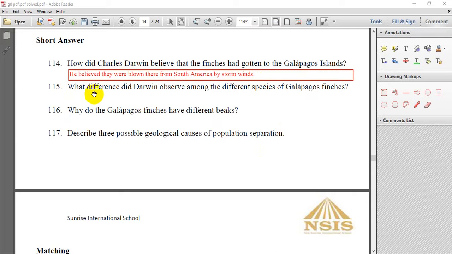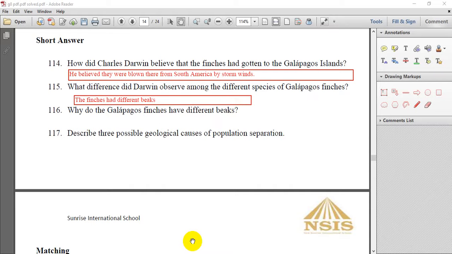Question 115. What difference did Darwin observe among the different species of Galapagos Island finches? What did he observe in the Galapagos finches? Do you remember? He observed that the finches had different beaks, because they have different kinds of food. Some of them were eating insects, and some were eating nuts. That's why the finches had different beaks.